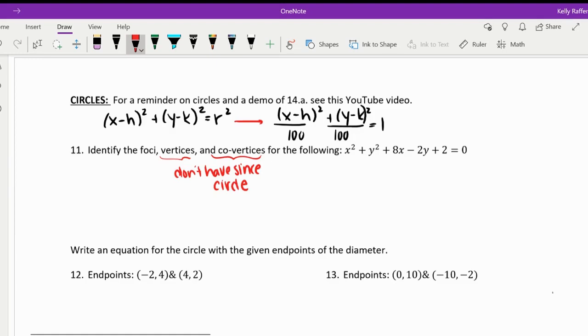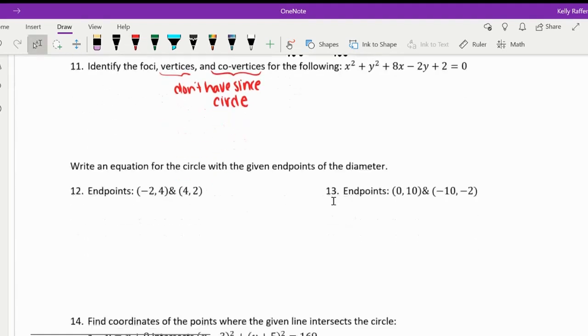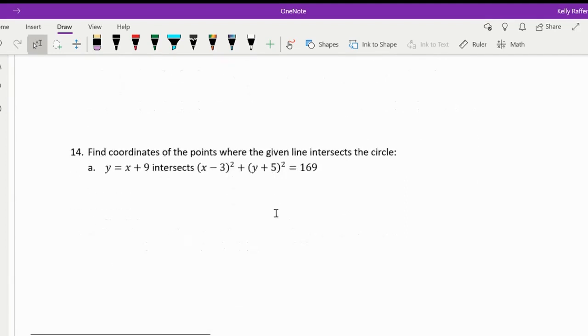So for number 11, complete the square like you normally would. Number 12 and 13, this is just like me giving you vertices in an ellipse. So I'm giving you endpoints of a diameter so you can find the center of the circle and the radius very quickly. So you guys can try those out.